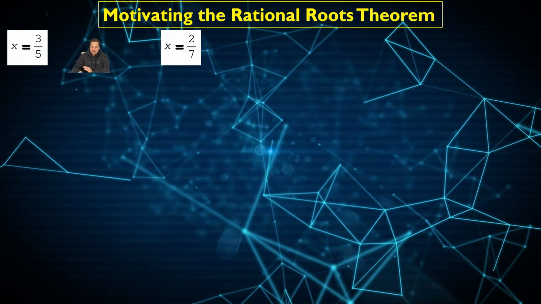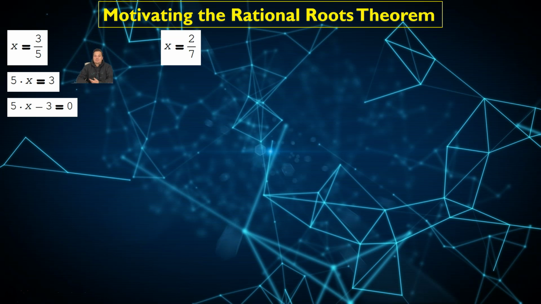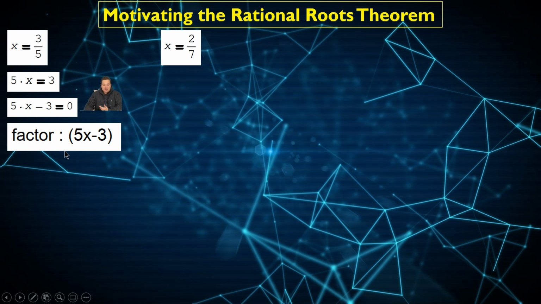Take a look. For example, I could take x equals 3/5 and multiply both sides by 5. That would tell you that 5x equals 3. Then I could take that 3 and move it to the left side with subtraction, so that would tell you that 5x minus 3 equals 0. From there, what I can conclude is that 5x minus 3 is a factor, say, of my quadratic equation.